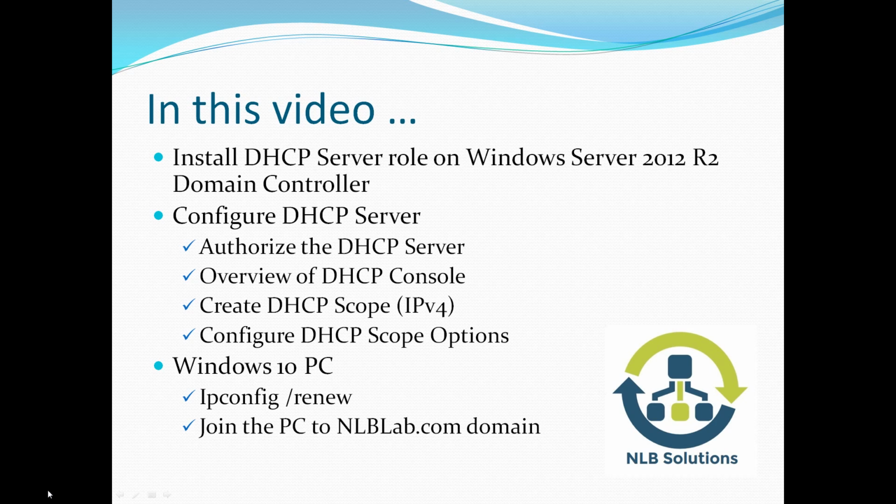First we are going to authorize it, then I'm going to show you a quick overview of the functionality of the DHCP console. After this we are going to create a new DHCP scope, which is going to be an IPv4 address scope, and I'm going to configure all the steps with the scope options in that wizard. At the end of the video I'm going to show you my Windows 10 PC and how that computer is going to pick up an automatically assigned IP address first, and then we are going to renew that address with the command ipconfig to get the DHCP assigned address.